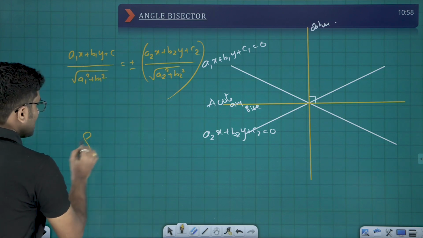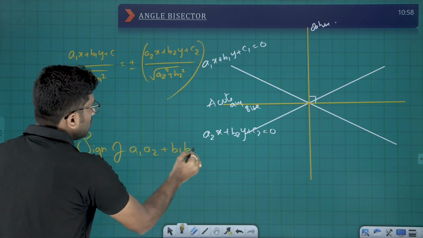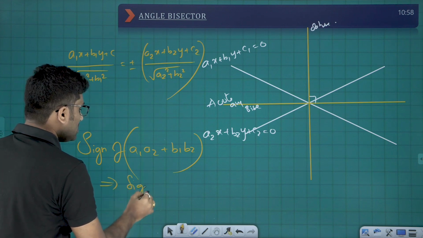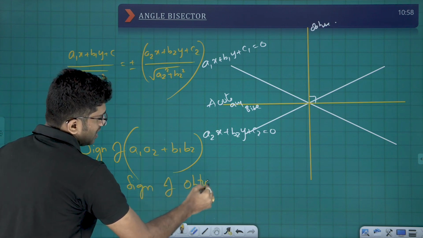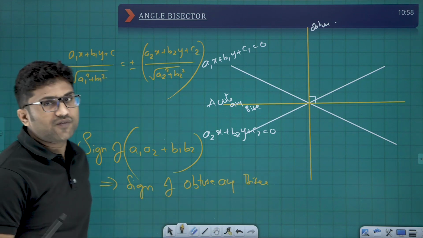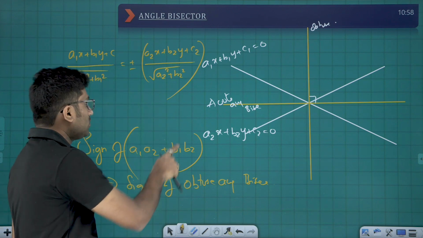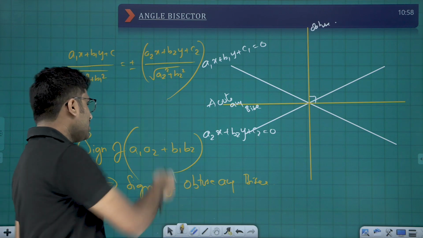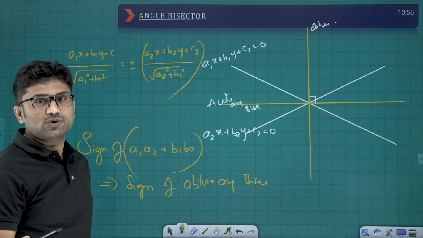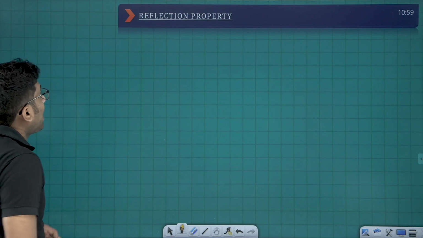That is given by the sign of a1 a2 plus b1 b2. Find the sign of this a1 a2 plus b1 b2. This is the sign for the obtuse angle bisector. So friends, if they ask to find the obtuse angle bisector, we'll find the sign of a1 a2 plus b1 b2. If this is positive, that means if we take the plus sign, we'll get the obtuse angle bisector. And if this is negative, if we take minus, we'll get the obtuse angle bisector. And if they're asking us to find the acute angle bisector, we'll take the opposite sign of this. This is regarding angular bisectors.